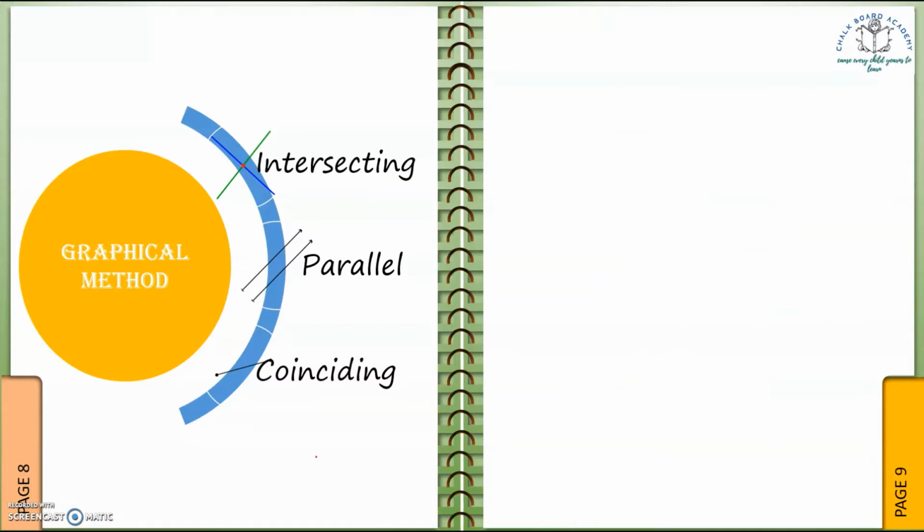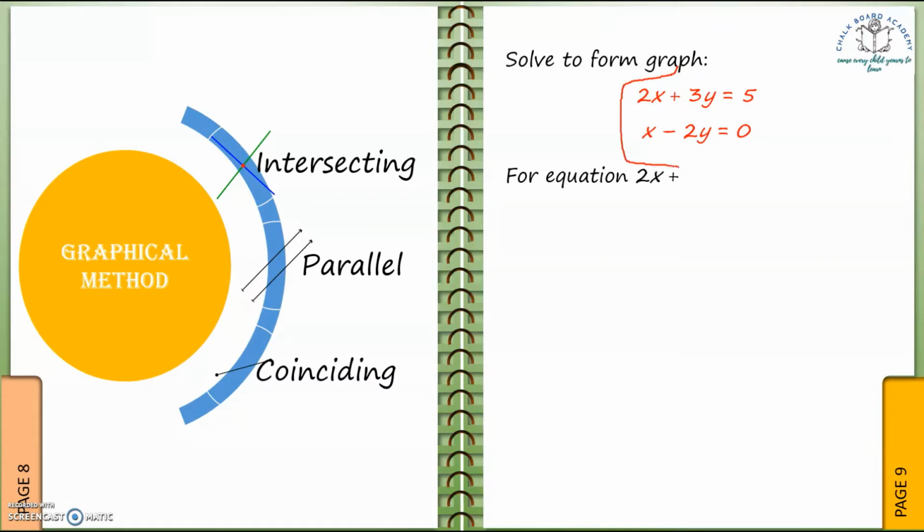Now let's look into the example to find out the solutions. To understand this more clearly, we have to draw a graph, and based on that we will be discussing further. Here two equations are given, that is 2x plus 3y is equal to 5 and x minus 2y is equal to 0. In this we will first solve the first equation, and thereafter we will move to the second equation.